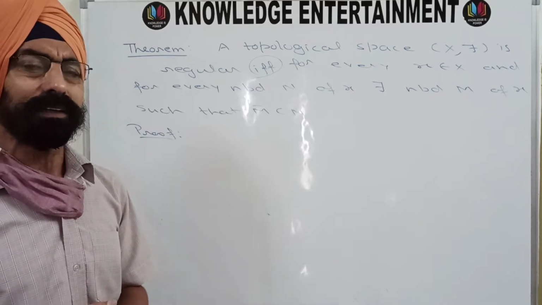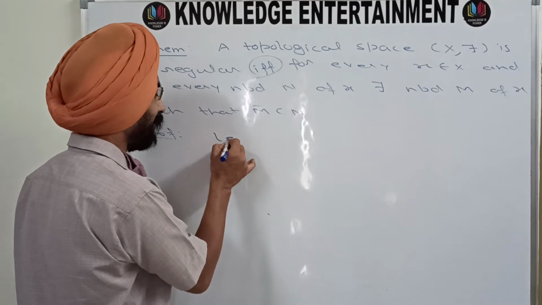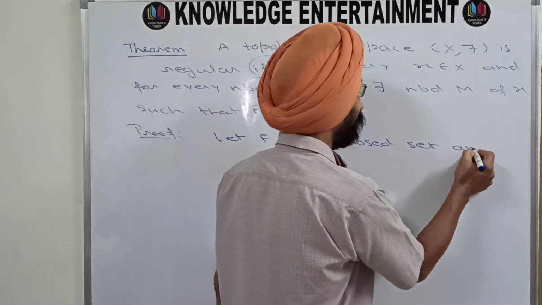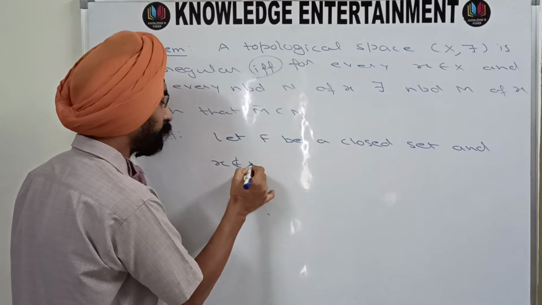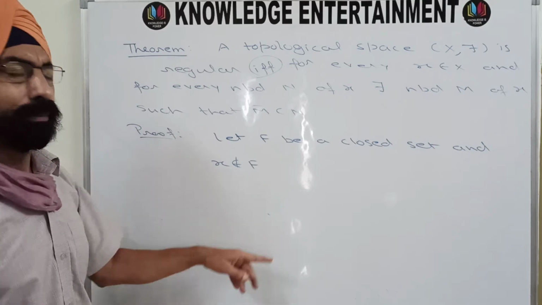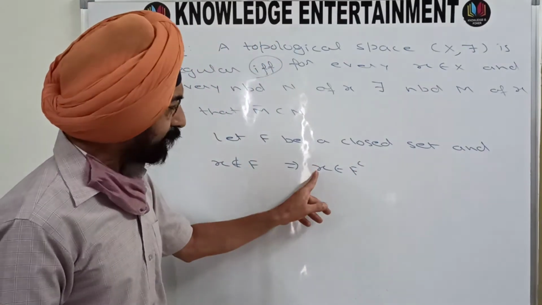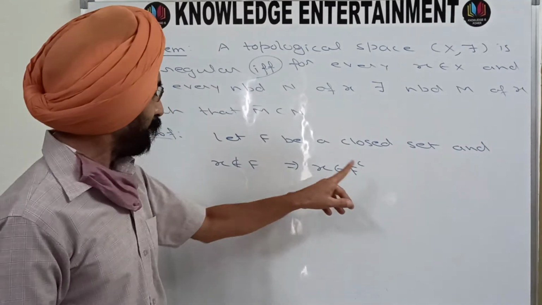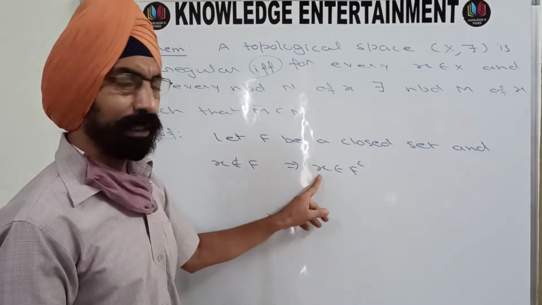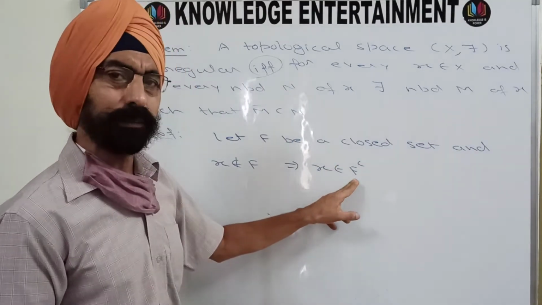So from where we have to start? We will have a closed set and a point not belonging to that closed set. So let F be a closed set and x be a point not belonging to F. Where is x? x is in the complement of F. So this means x belongs to F complement. Now x belongs to F complement and F complement is open because F is closed. So that means F complement is a neighborhood of x. And we know that if x is any point and there is a neighborhood of that point, then there will be another neighborhood M such that M bar is a subset of F complement.